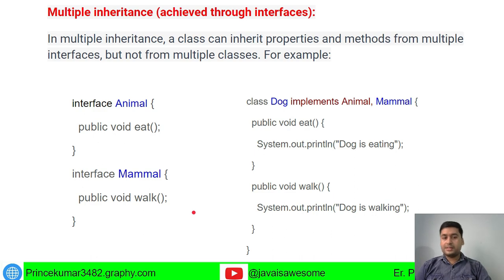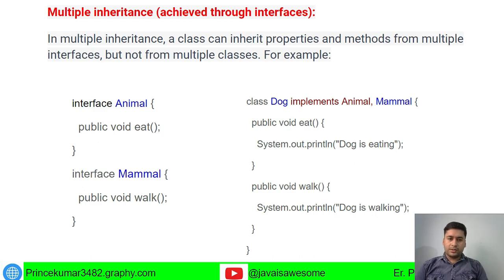Sometimes both classes have the same method, eat, and dog is trying to extend those classes, so that is not possible. And one more thing: if you are extending a class, you can extend only one class, you can't extend more than one class. This is one thumb rule you have to remember. But with interfaces, you can implement multiple interfaces for one class. Let me explain it.